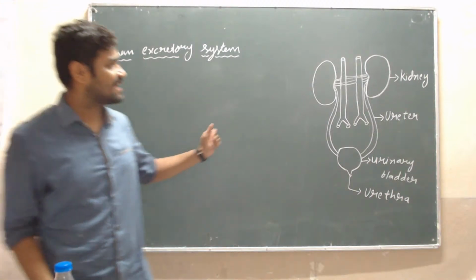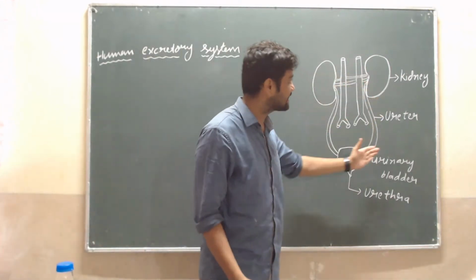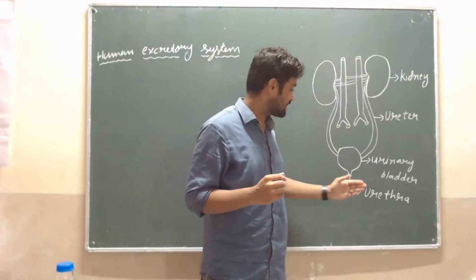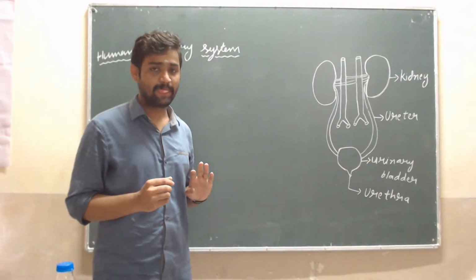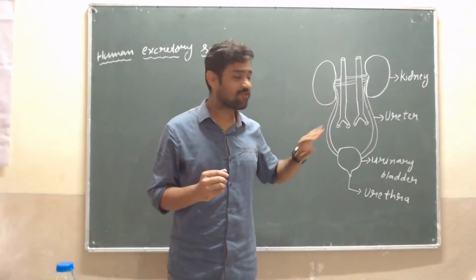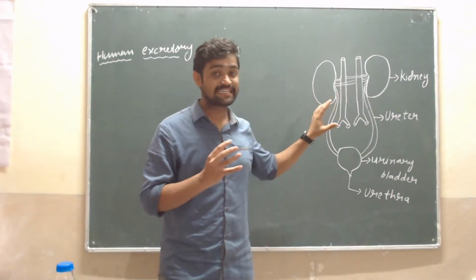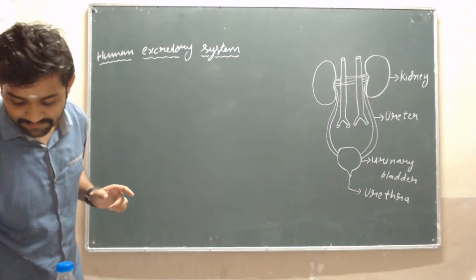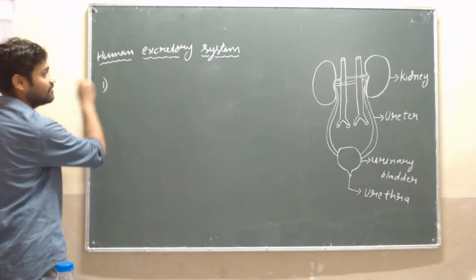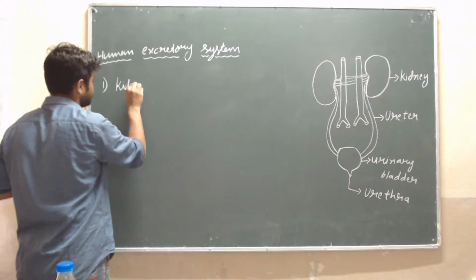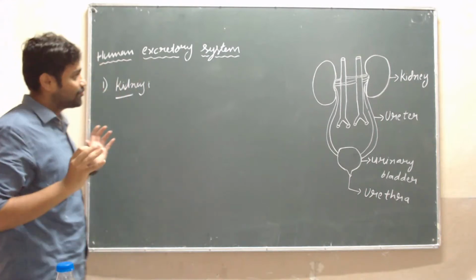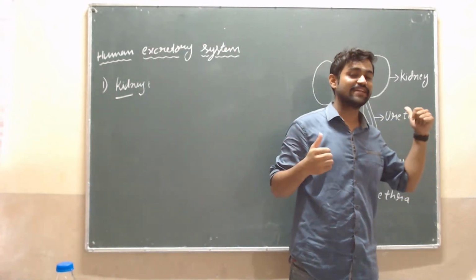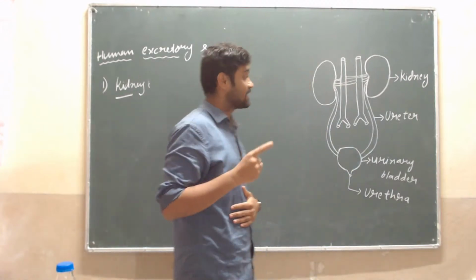Before we start, I will explain some of the parts here. There are kidneys, ureter, urinary bladder and urethra. There are 4 parts. What are these organs and what are their functions? I will explain. First, we have the kidney. In human beings, there are 2 kidneys, one on the right side and another on the left side, exactly in the abdomen. Keep it in your mind.